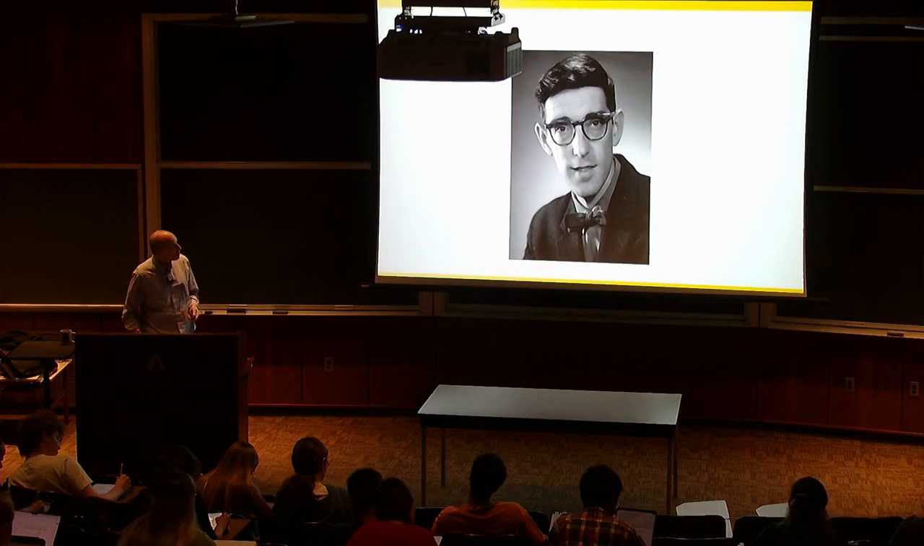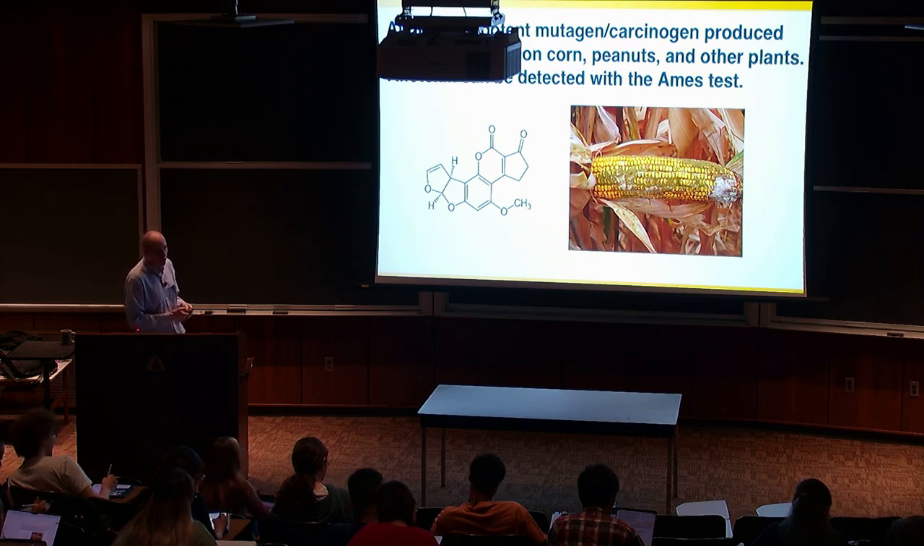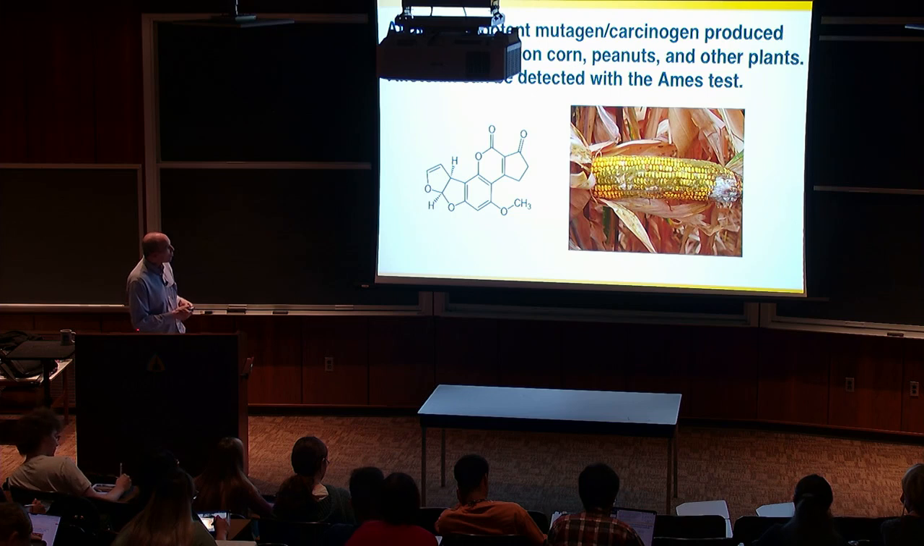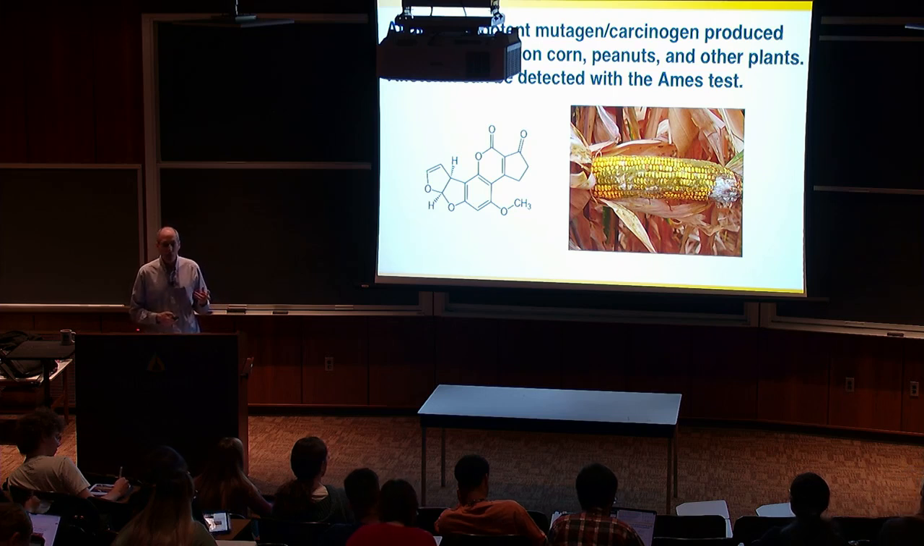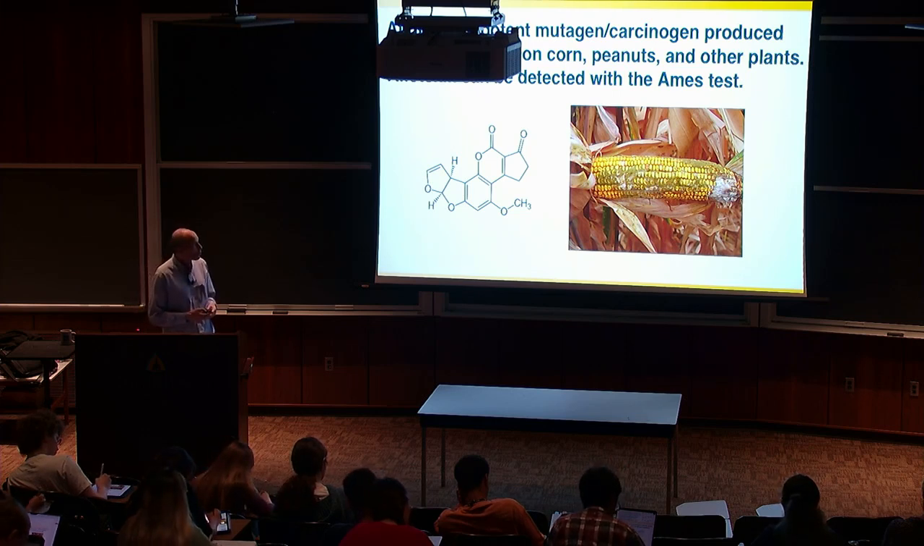Here's Bruce Ames. And here's just an example of one of the nastier compounds that's out there. This is aflatoxin. It's made by molds. These molds grow in all kinds of plants. Here it is on an ear of corn. If you see an ear of corn like this, do not eat it. Aflatoxin is nasty enough by itself, but when it gets activated by the cytochrome P450 enzymes in our livers, it gets even nastier. And this is a major source of hepatocellular carcinoma, liver cancer, throughout the world.